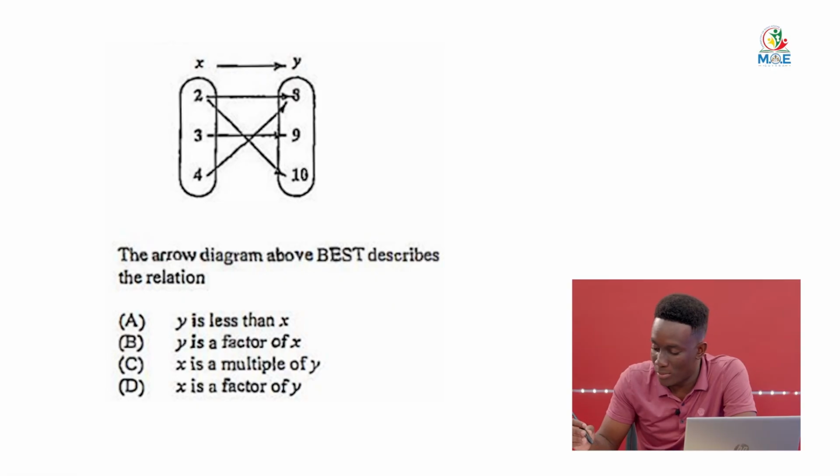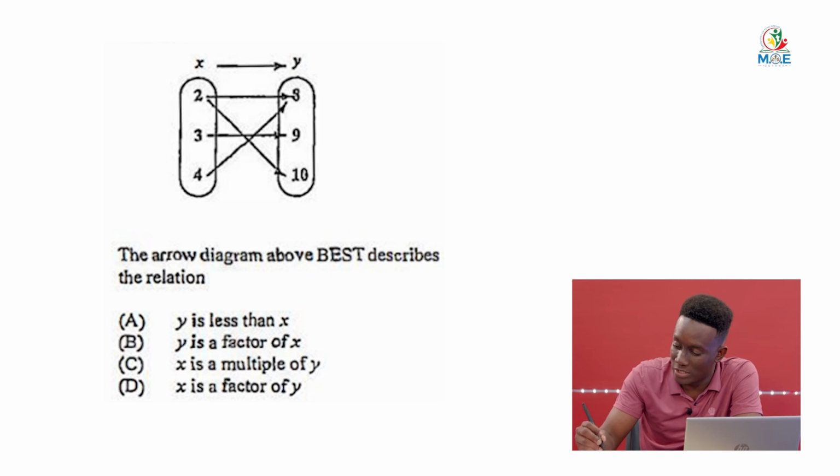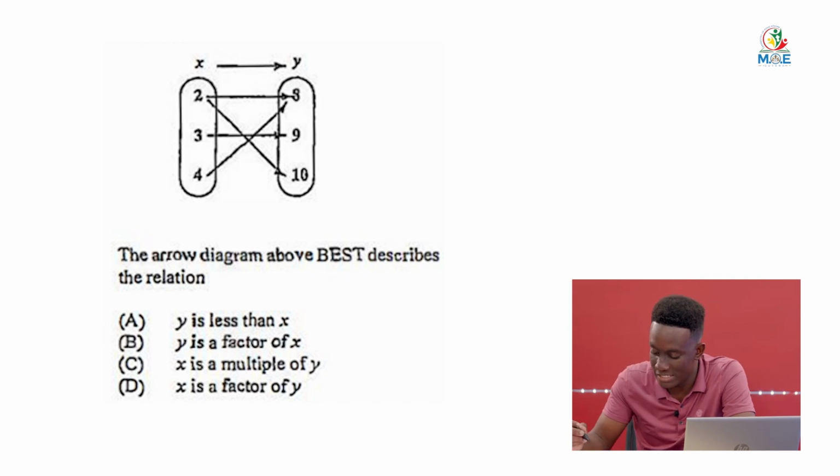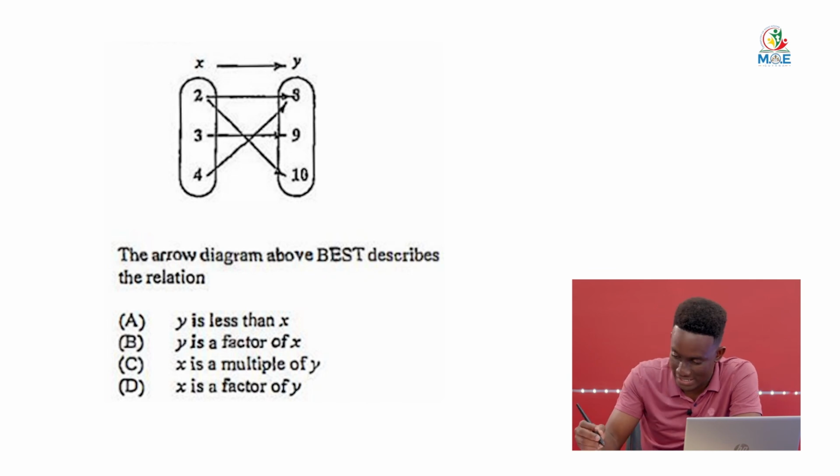The next one says, the arrow diagram above best describes the relation. So we see 2 is mapped onto 8, 2 is mapped onto 10 as well. We see 3 is mapped onto 9, and 4 is mapped onto 8. So let's see. Y is less than x. We see all these numbers here are definitely not less than the things that are mapped onto them. So that is not true.